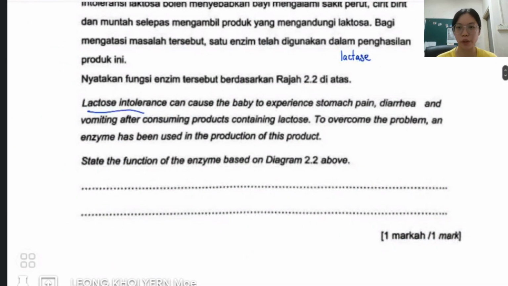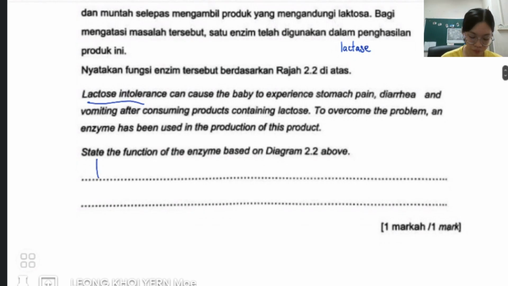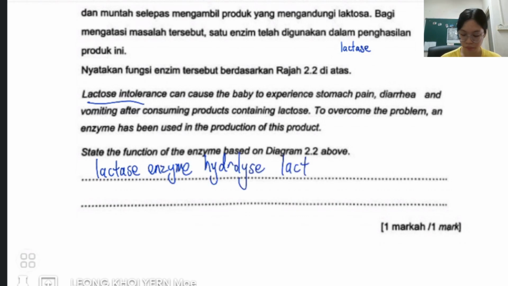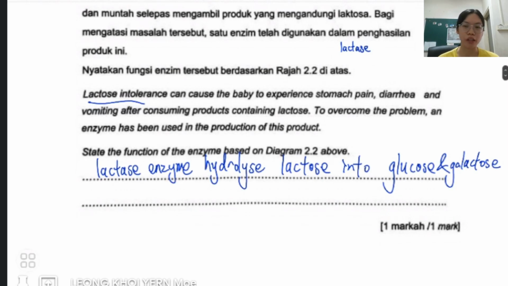After explaining so long, how are you going to state the function of the enzyme? Basically, this enzyme will hydrolyze lactose into glucose and galactose. So this is basically the function of the enzyme.